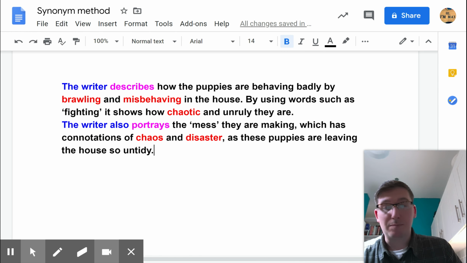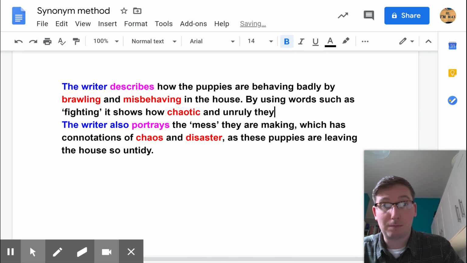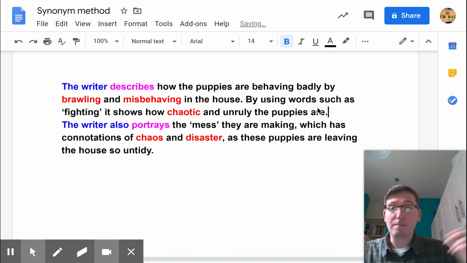Things it's done, it's mentioned the writer, it's got quotations, it's properly explained the quotations, and it's done it in context. It's not just said, the writer describes how the puppies are fighting. Fighting is really bad because fighting hurts you. Fighting makes me feel sad. It's not that. That's not the synonym method. You have to explain it in context. So by using these words, it shows how chaotic and unruly, you can even change it, the puppies are. See what I mean? So it all comes together.